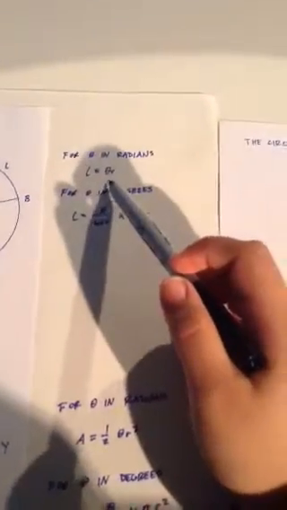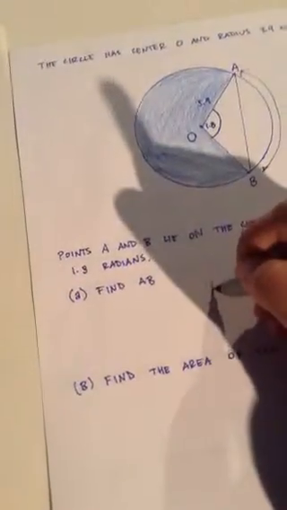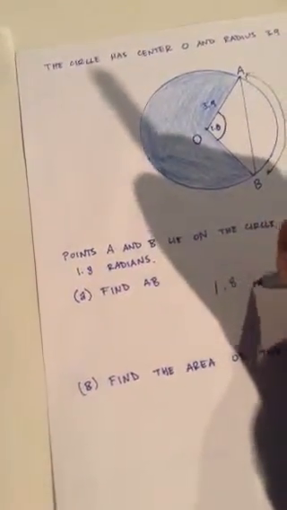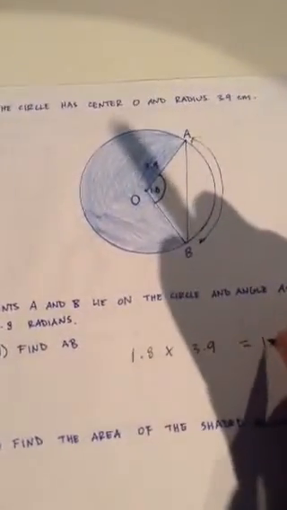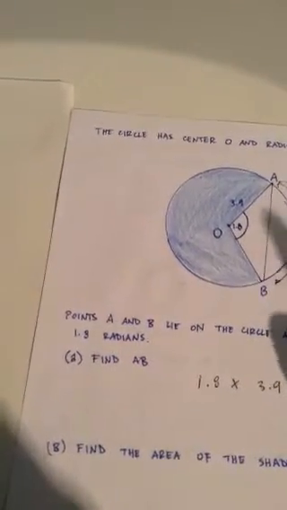And if we look back at our equation to get arc length, all you have to do is multiply theta times radius. So it would be 1.8 times 3.9, and that would give you approximately 7.02 centimeters.